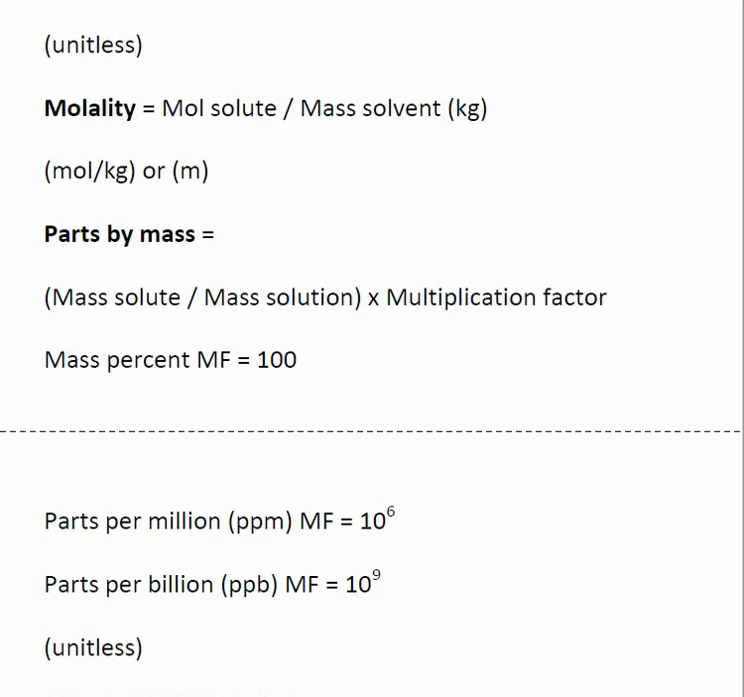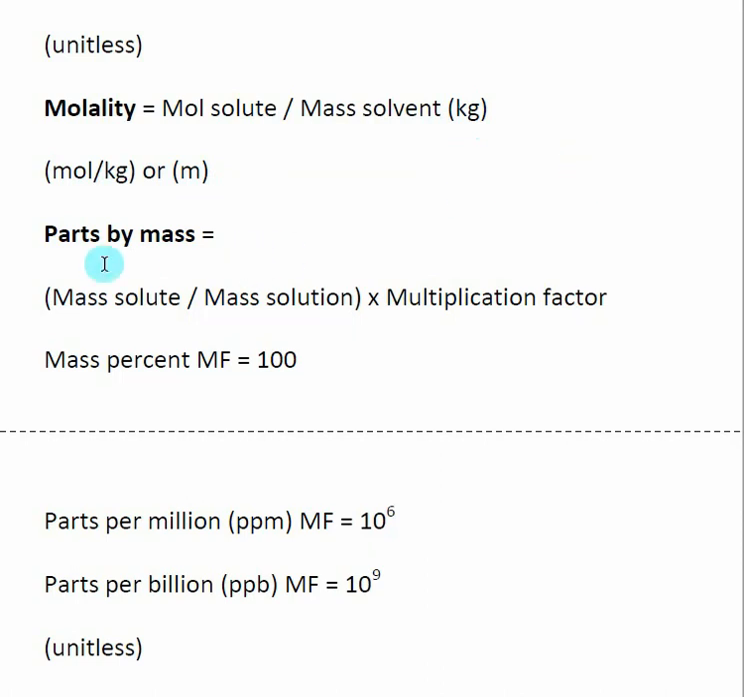The next unit is called molality, which is really commonly mistaken for molarity. They're two different things, although they're vaguely similar. Molality means moles of solute divided by the mass of the solvent in kilograms. The unit on molality is moles per kilogram, or molal.